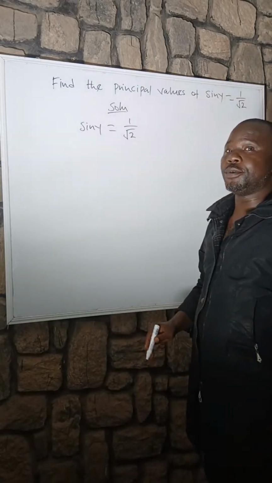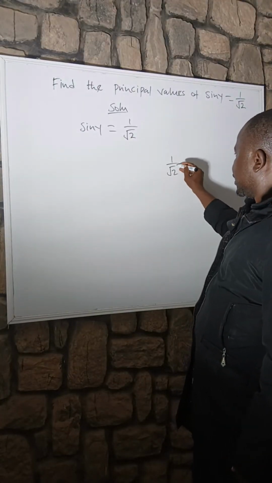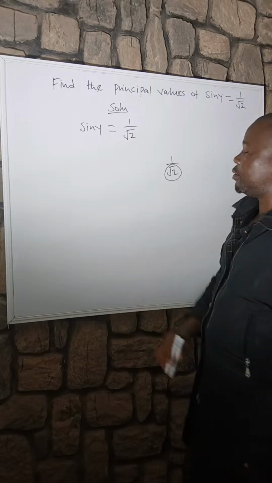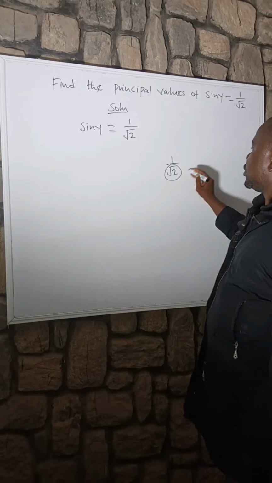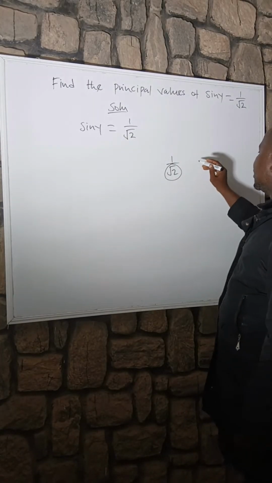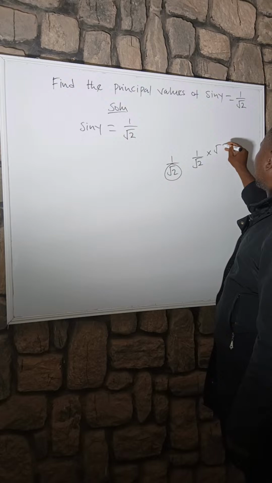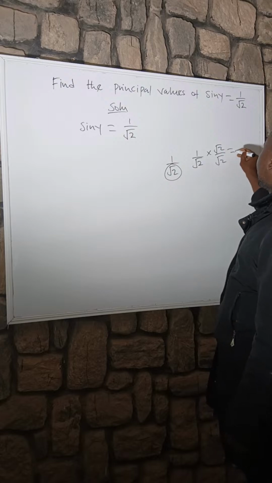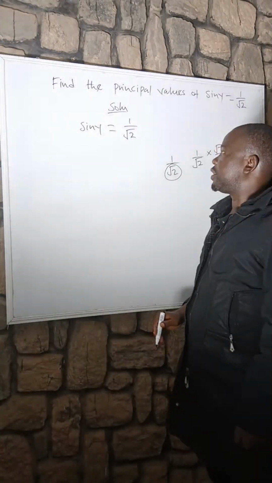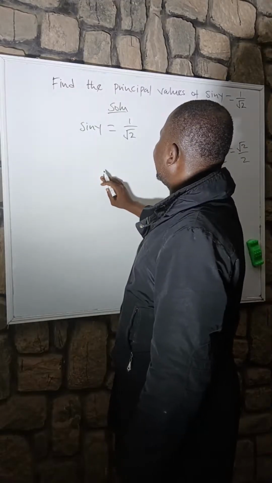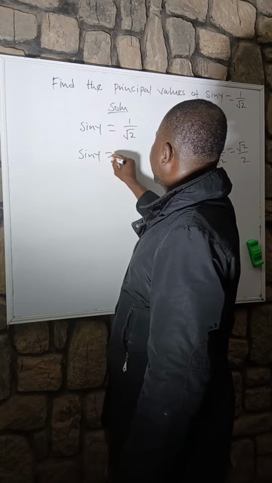Whenever you come across an answer of this form, with the denominator in surd form, this is not the final answer. What you need to do is rationalize the denominator. That means 1 all over square root of 2 times square root of 2 all over square root of 2. Then this gives us square root of 2 all over 2.